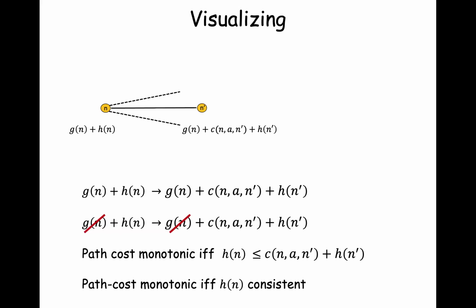And so that our path cost is monotonic can be demonstrated by proving that our heuristic satisfies the triangle inequality, it's consistent, and we know that consistent heuristics are also admissible heuristics. They underestimate the distance to the goal. Does that make sense? Any questions?